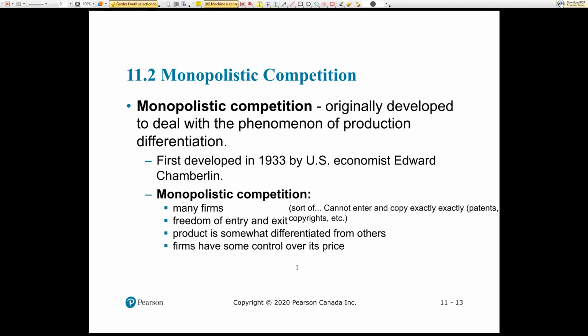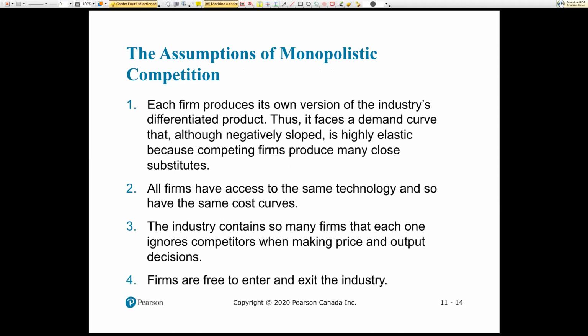Some control meaning you have to keep in mind that the customers are still going to leave if you charge them too high, but you have some control over the price.